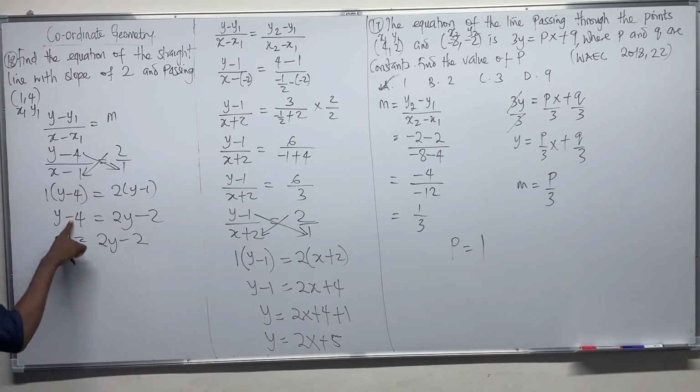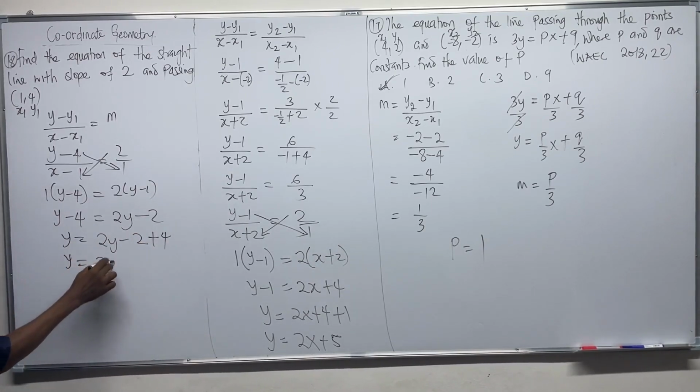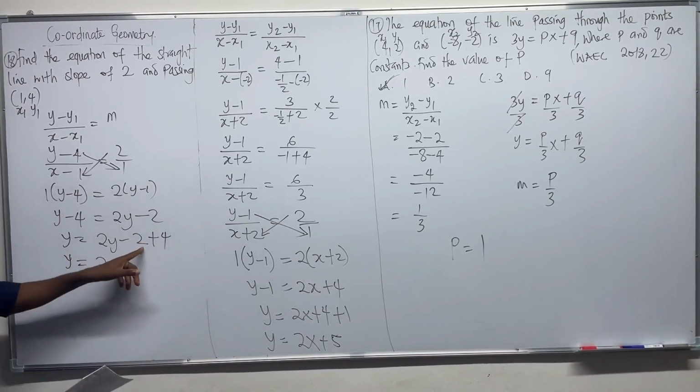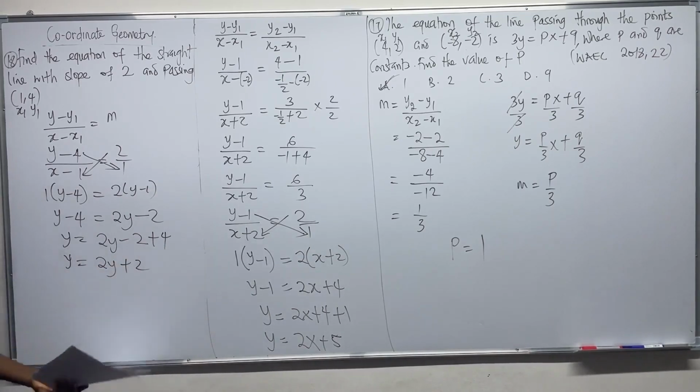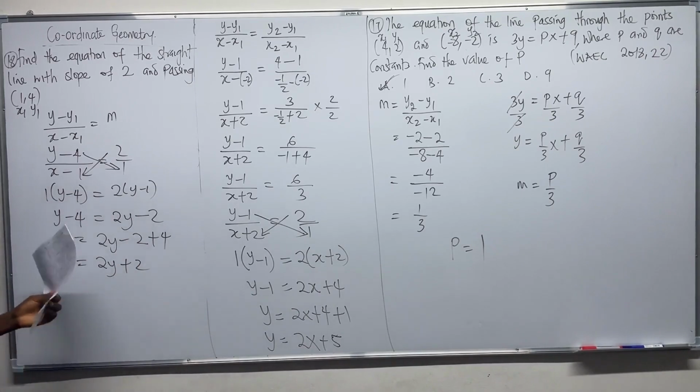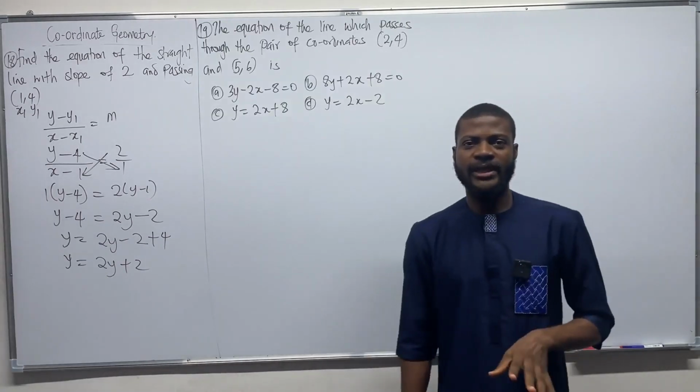So this is y equal 2y minus 2. If this minus 4 comes first, it's going to become plus 4. So this is y equal 2y minus 2 plus 4 is plus 2. And that becomes the equation of the line. And that was easy to find. So that's how you find the equation of a line just like this. The next question. So here's question 19.